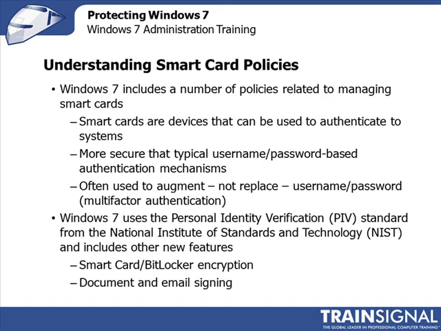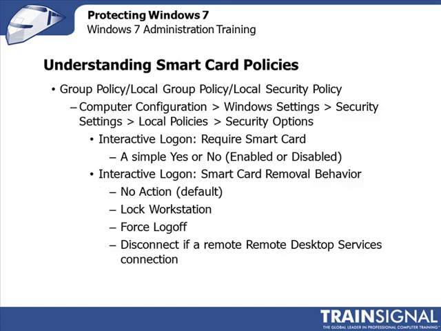Windows 7 uses what's called the Personal Identity Verification Standard from the National Institute of Standards and Technologies and includes some other new features, including smart card and BitLocker encryption via the use of a smart card, and you can use document email signing capability with a smart card in Windows 7. This was not available in older versions of Windows. Smart card policies are enabled through the use of group policy or the local group policy editor in Windows 7. And there are some policies you should at least understand that they exist.